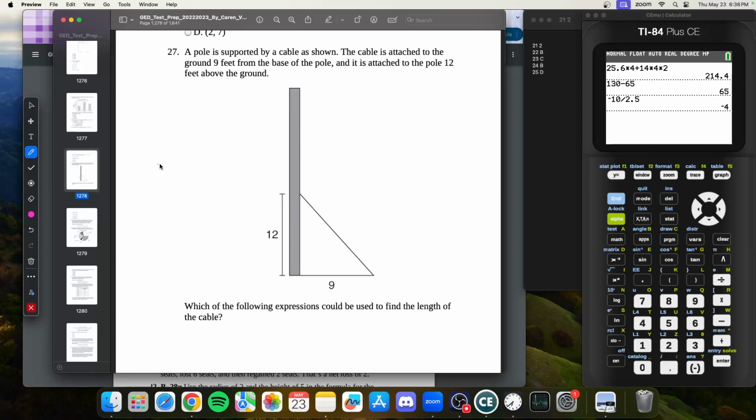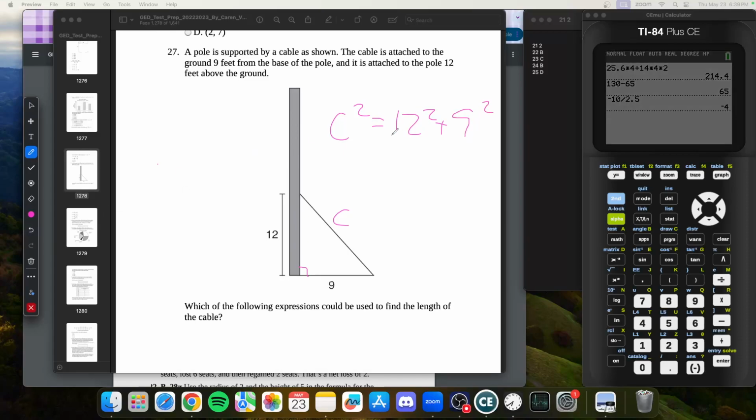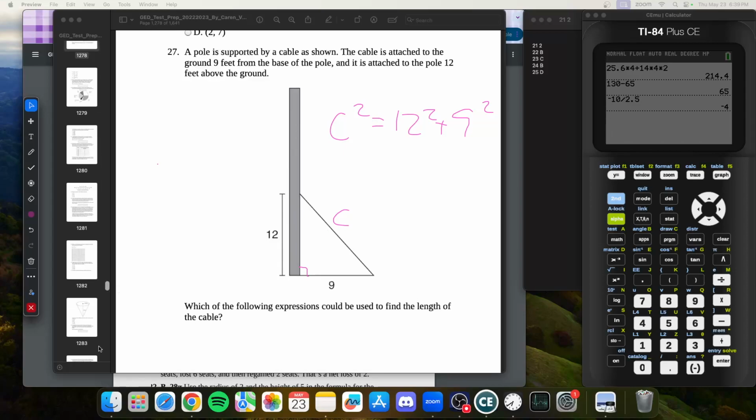So here, hopefully you can see very clearly this is a right triangle. We have 12, 9. This is the hypotenuse. This is the Pythagorean theorem. Let's call this C so that it looks more familiar. So C squared is equal to 12 squared plus 9 squared. Now you can solve for C. It's going to be 15.